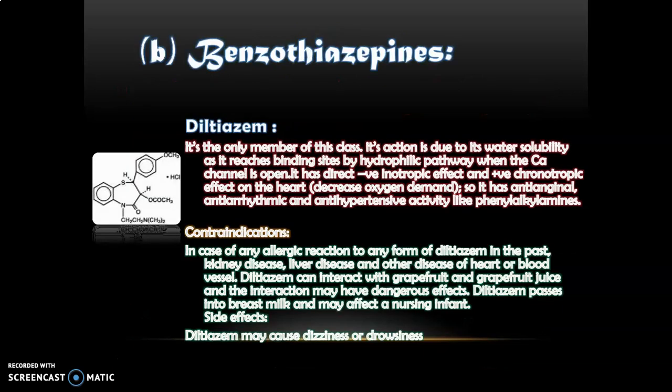Second class, that is benzothiazepines. The example is diltiazem. It's the only member of this class. Its action is due to its water solubility, as it reaches the binding site by hydrophilic pathway when the calcium channel is open. It has a direct negative inotropic effect and negative chronotropic effect on the heart, that is a decreased oxygen demand. So it has an anti-anginal, antiarrhythmic and antihypertensive activity like the phenylalkylamines.